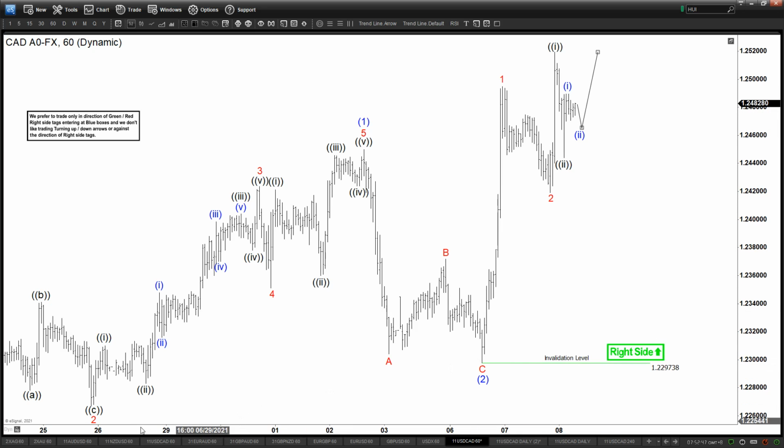We can see that the rally here ended with 1 in the intermediate degree and ended with 2 here, and then since then it has started a new rally with 3 here, and we can see in the subdivision we're calling it 1 to 1 2. Another option will be ending 1 somewhere here and then do a pullback again in the wave 2 before more upside as long as it stays above 123. So 123 here is sort of the first degree bullish pivot, right?